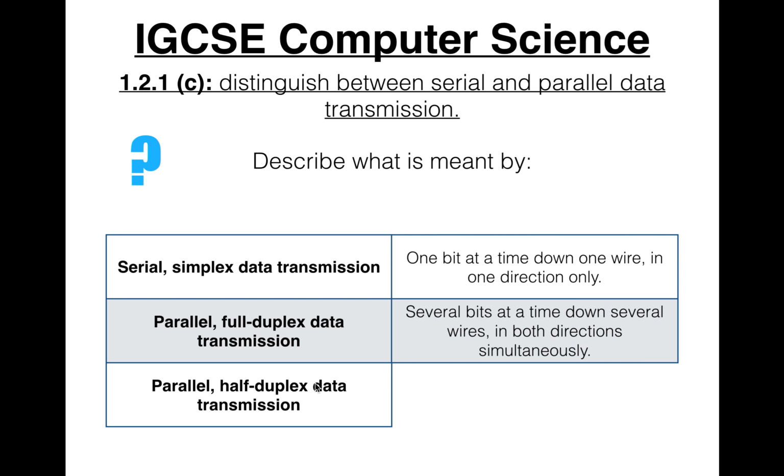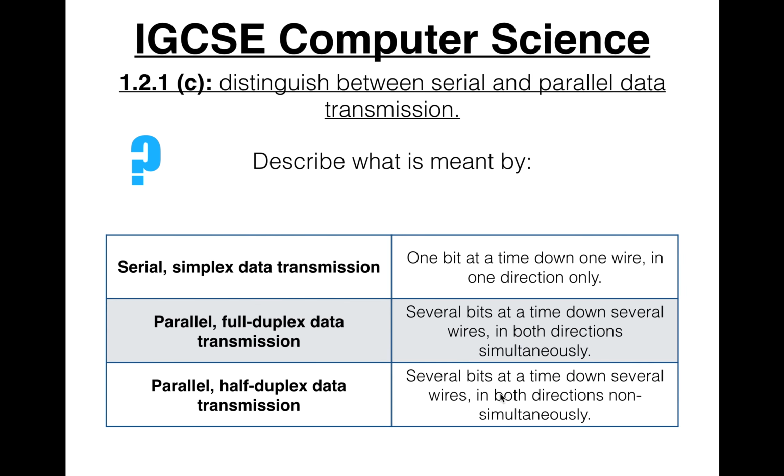Parallel half duplex, well, I just explained what parallel was. So half duplex, if you recall, was data transmission in both directions non-simultaneously. So here's our answer.